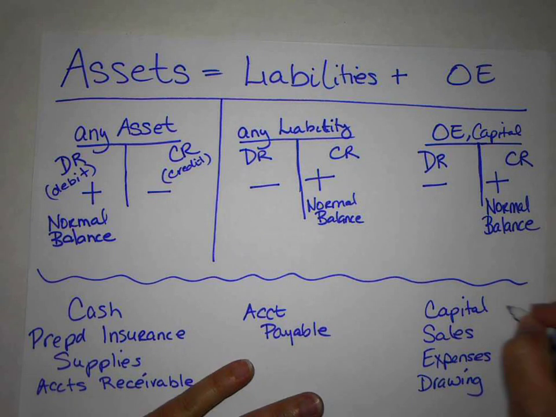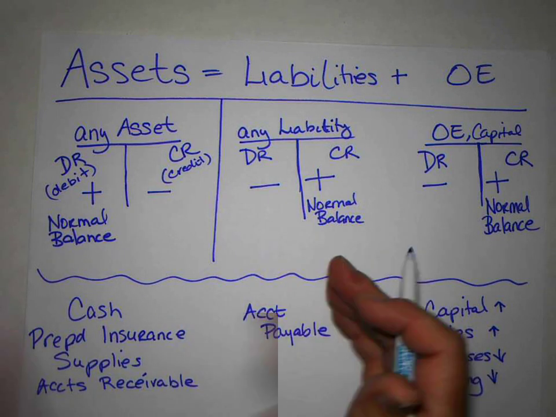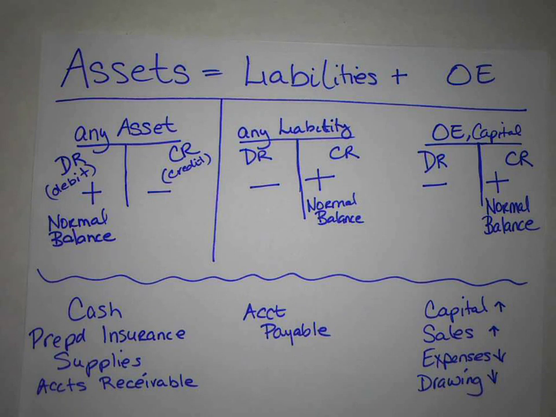So usually we're always increasing capital, always increasing sales. Expenses decrease owner's equity, and drawing decreases owner's equity. These can vary depending on whether we're paying or buying or collecting cash or things like that. So these can change up and down, but really capital is always going to increase, sales is always going to increase, expenses is always going to decrease owner's equity, and drawing is always going to decrease owner's equity. Okay, so that's notes page number 1.